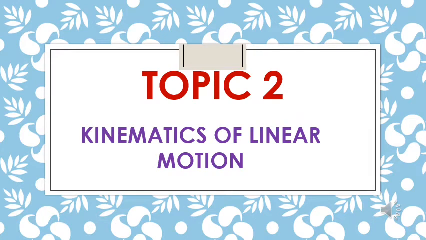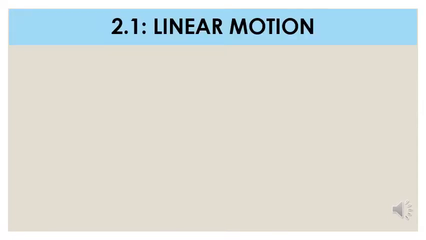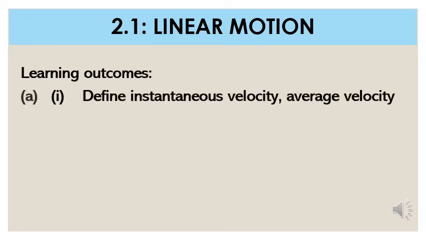Topic 2. Kinematics of linear motion. Hi everyone, today we are going to discuss the definition of instantaneous velocity, average velocity and uniform velocity.